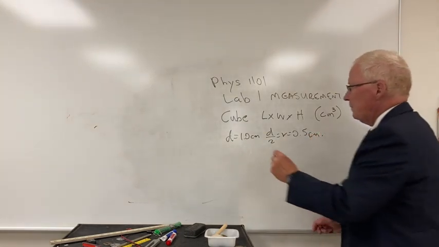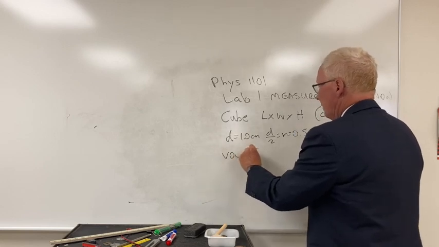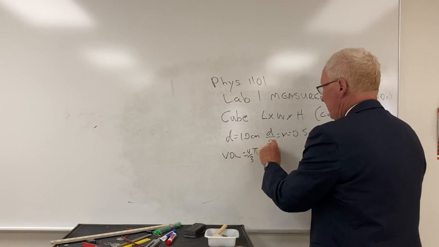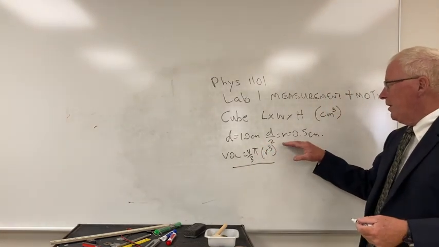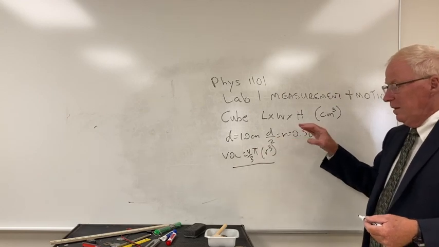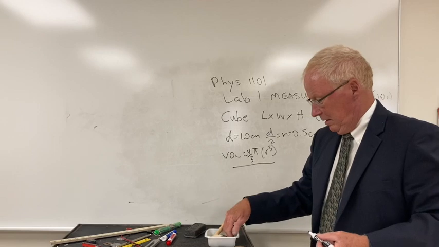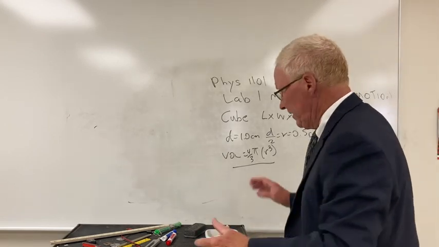Then the volume is going to be 4/3 pi r cubed, right? So if you're doing volume, make sure that if you have the diameter, the radius is half that. So it's easy to measure the diameter of it and get it from there. All right, now, that's the first part there.